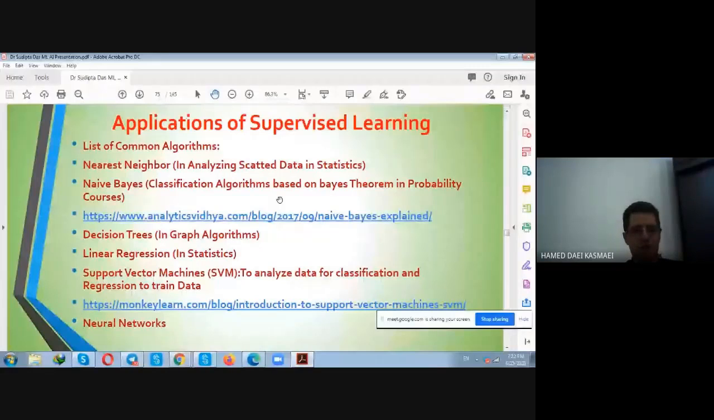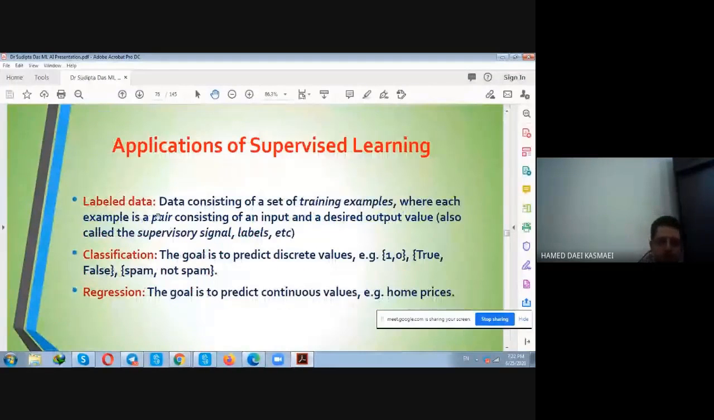Okay, applications of supervised learning, again, are labeled data consisting of a set of training examples where each example is a pair consisting of an input and an output value, also called a supervisory signal or label. In classification, the goal is to predict discrete values, for example 1 or 0, true or false, spam or not spam.